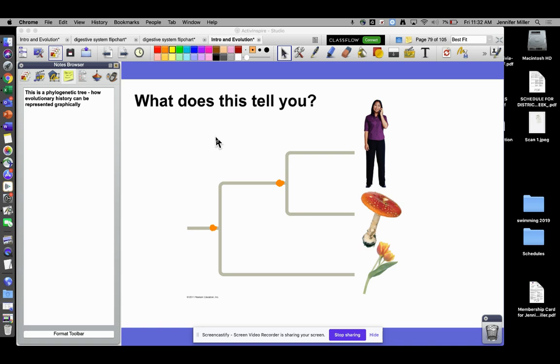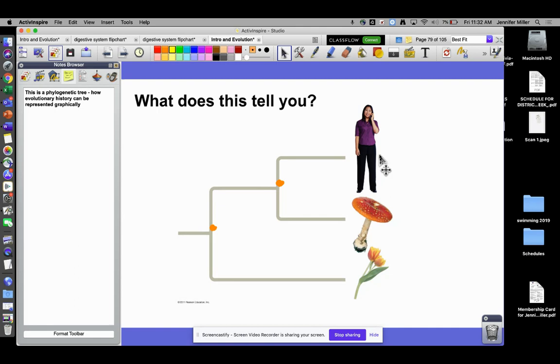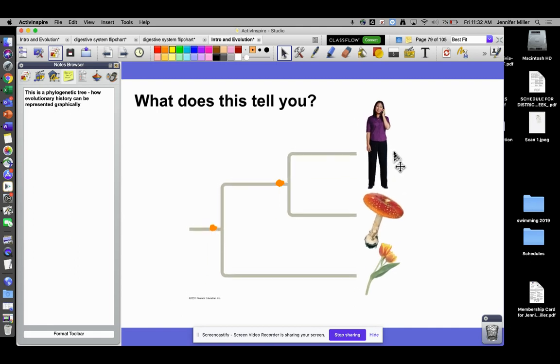All right, so we're going to talk about phylogeny. Phylogeny is a way to show evolutionary history, and it can be represented graphically. So, what does this tell you? This tells you that a human and a mushroom are more closely related than a human and a plant or a mushroom and a plant.